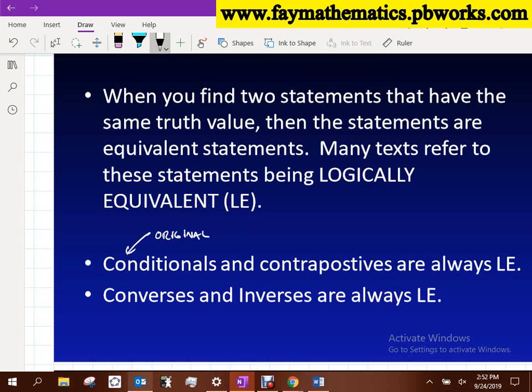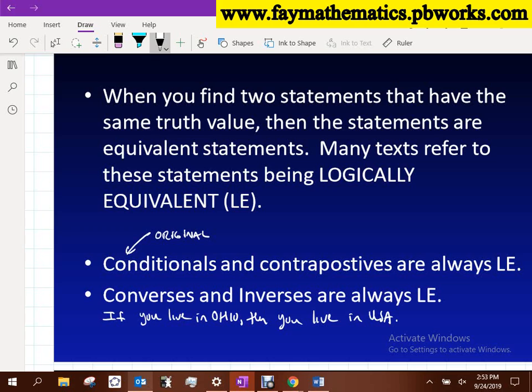And its contrapositive are always logically equivalent. What that means, let's say that we go to the phrase, if you live in Ohio, then you live in USA. We agree with that, right? We know that that's a fact, that's true.